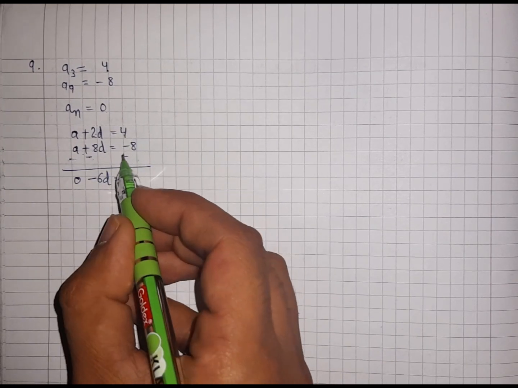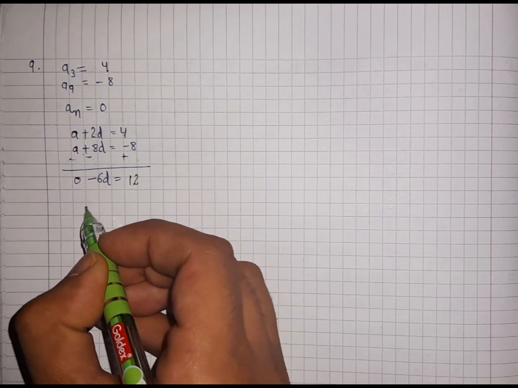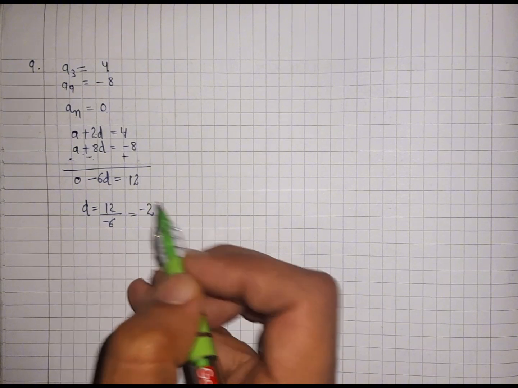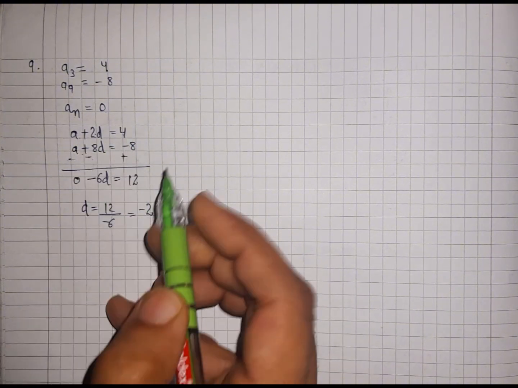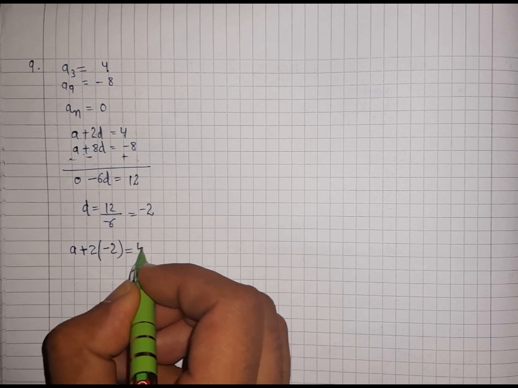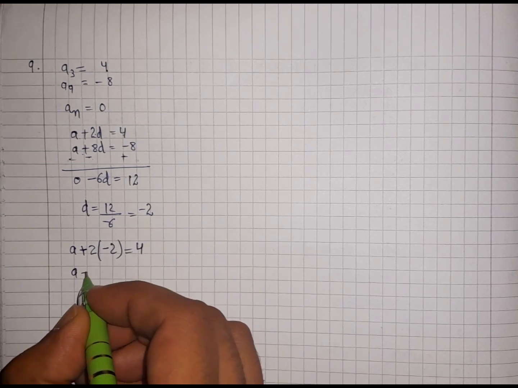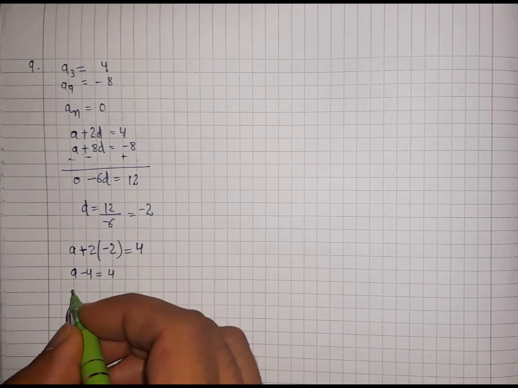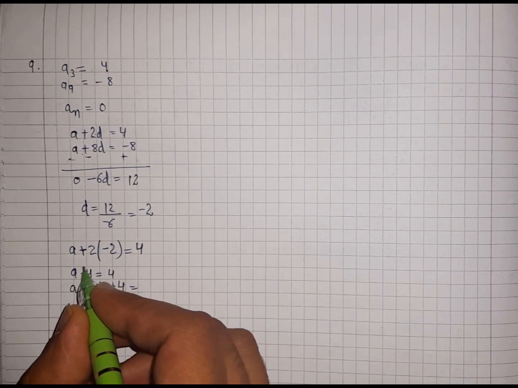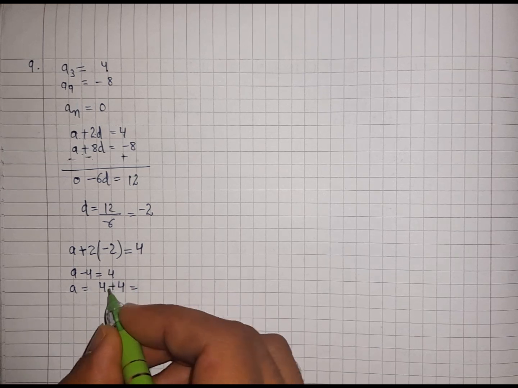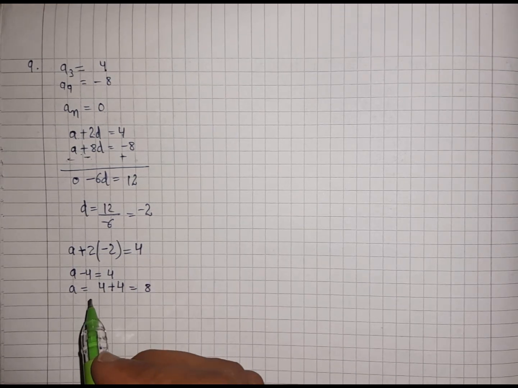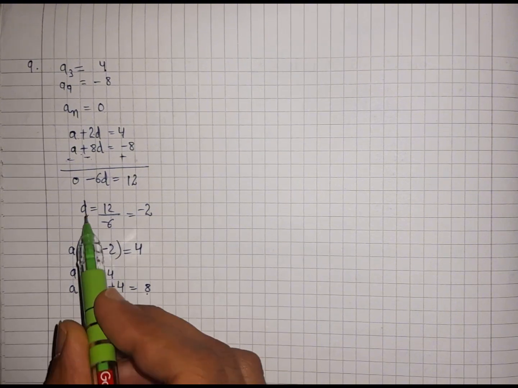and 4 minus minus 8, that is 4 + 8 = 12, which implies d = 12 upon minus 6, that is minus 2. Now putting this value of d in the first equation, we will get a + 2d = 4, that is a minus 4 = 4, and a = 4 + 4, after taking minus 4 to the right hand side it will become plus 4. Now 4 + 4 is 8. So a is 8 and d = minus 2.